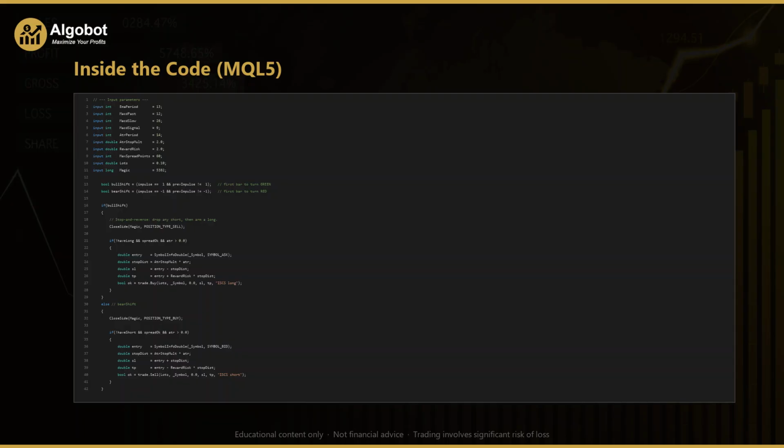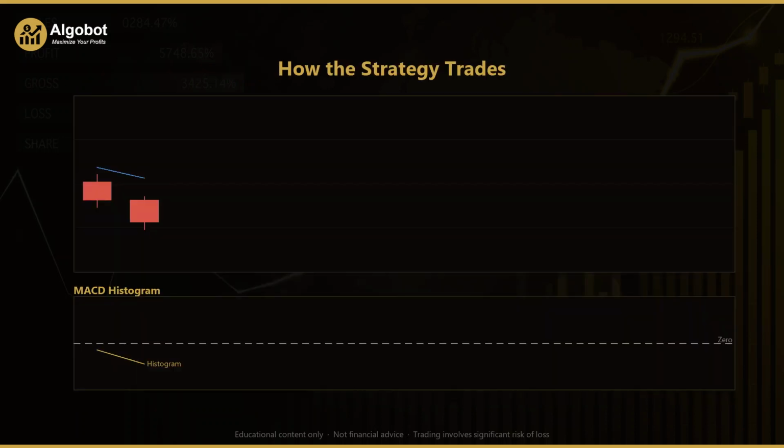When bear shift is true, it closes any open long, then reads the bid price, places the stop loss 2 ATRs above entry and the take profit the reward to risk distance below, and calls trade.sell to open the short. Same logic, opposite direction. Let's bring the strategy to life on a chart.